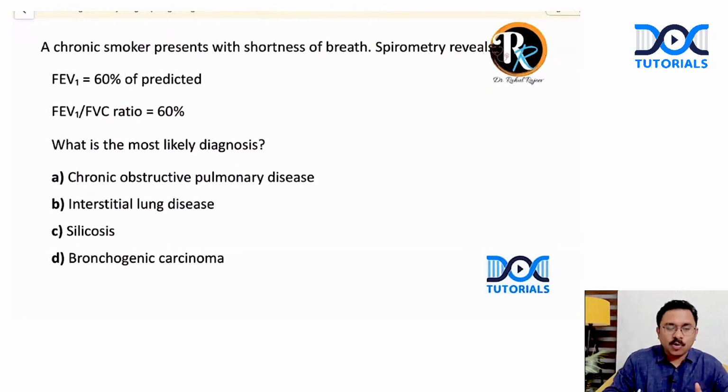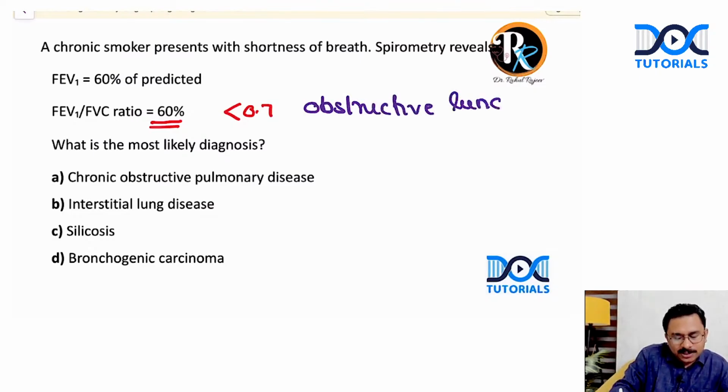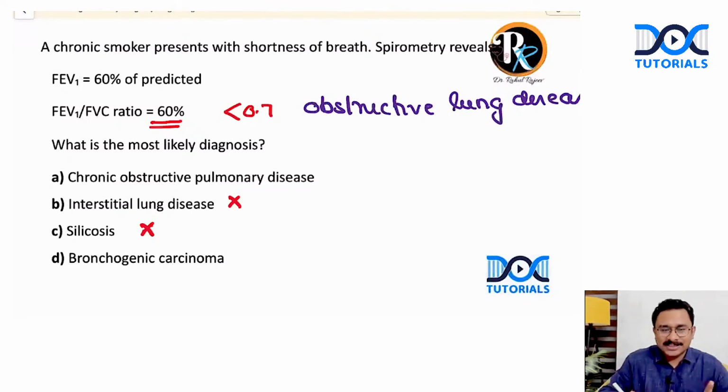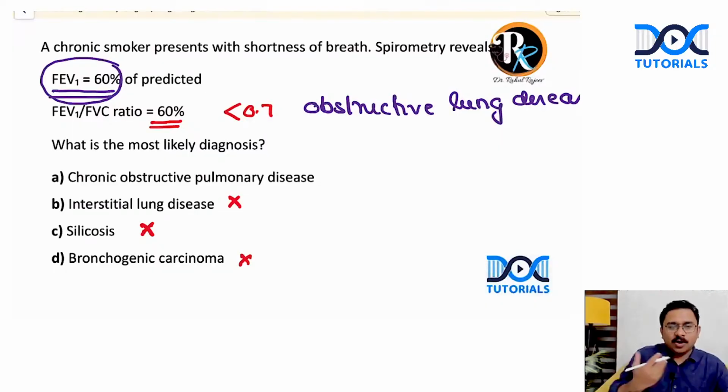Next question, chronic smoker presents with shortness of breath. Spirometry reveals FEV1 is equal to 60% of predicted, FEV1 by FVC ratio of 60. So when this ratio is less than 0.7, you are thinking about obstructive lung disease, correct or not? You are thinking about obstructive lung disease. So what do you think is the answer here? We know that ILD is again restrictive, silicosis is also mainly a fibrosing disease, restrictive, bronchogenic, again not the presentation. So this is basically COPD, and you can see that the FEV1 is also reduced.